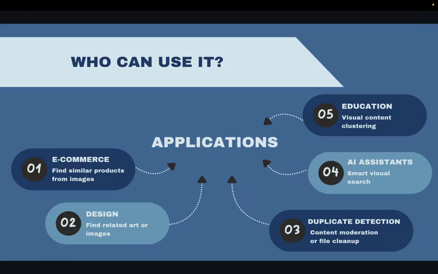The system can be useful in many industries, such as in e-commerce to find similar products by image, in the design and art industry to find similar visuals, and in education to group visual content. It can also help AI assistants with smart image search and even duplicate detection.